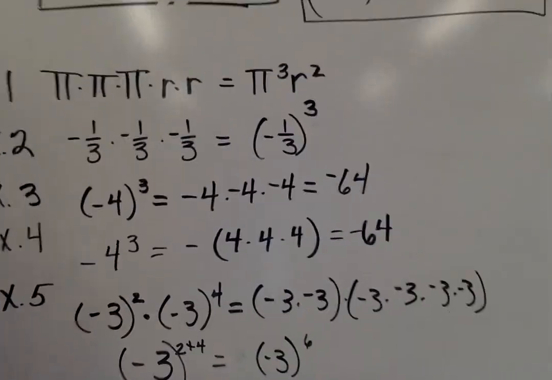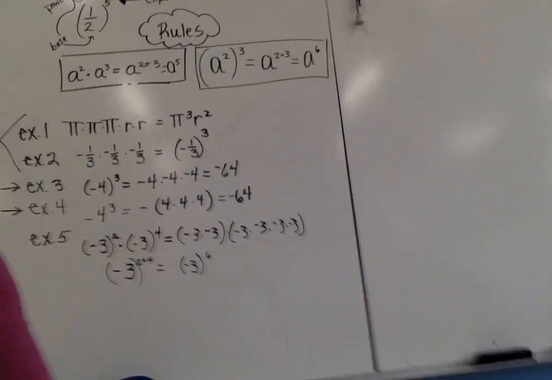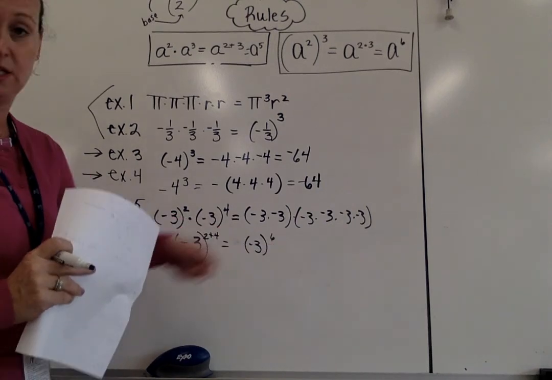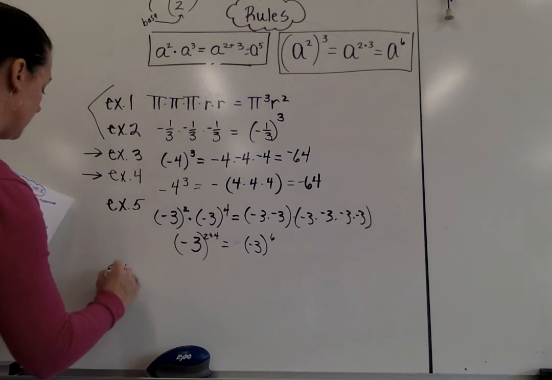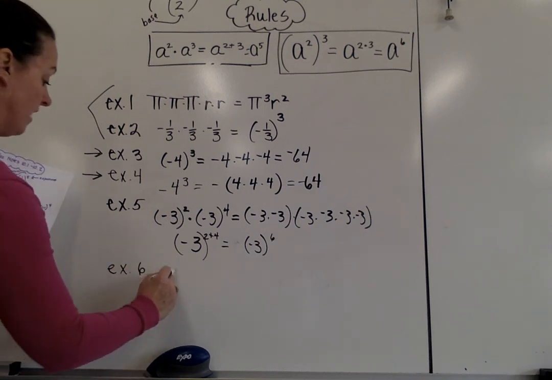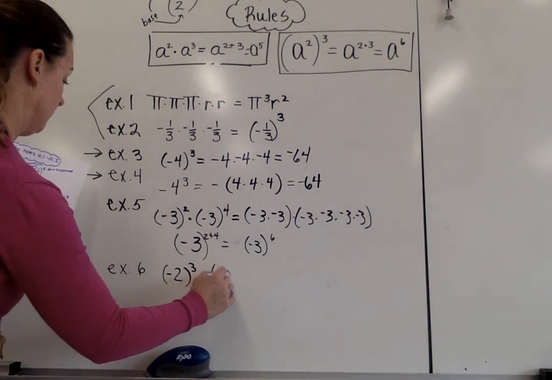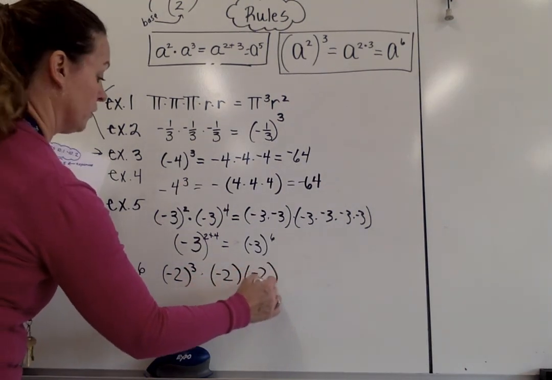So if it asked you to evaluate, you would have to evaluate, or you can leave it as that exponent of -3 to the 6th power. You have to pay attention to the directions. Example 6 works similarly. I have -2 to the 3rd times -2 times -2 to the 4th.